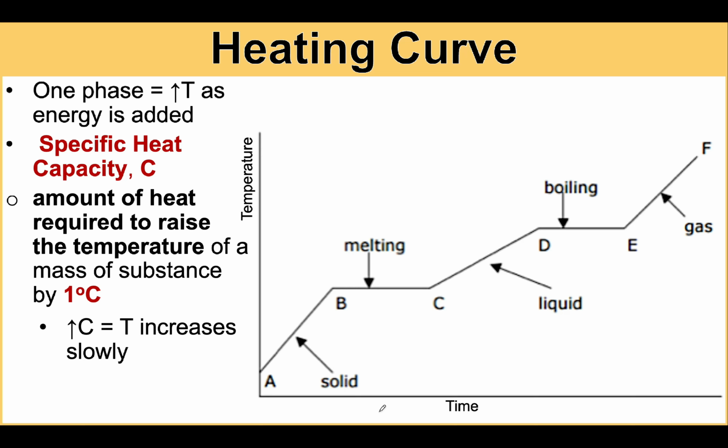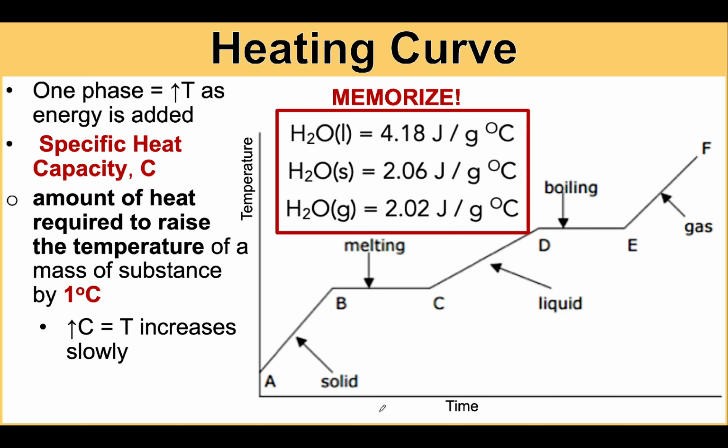Thus, the slopes of temperature increase for the solid, liquid, and gases are different. Water, as an example, has the following heat capacities. In liquid phase, it has 4.18 joules per gram degree Celsius. In solid phase, it has 2.06, and in gas phase, it has 2.02. So please remember this. Now, the heat change for this process is given by the formula Q is equal to mcΔT, so that it's easier to memorize.